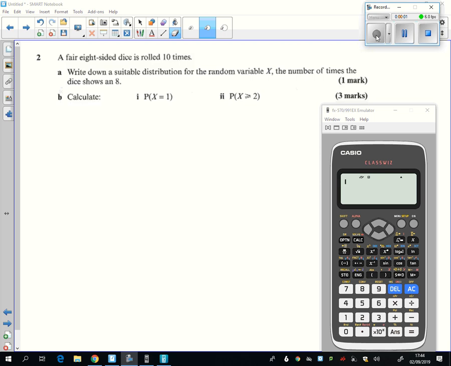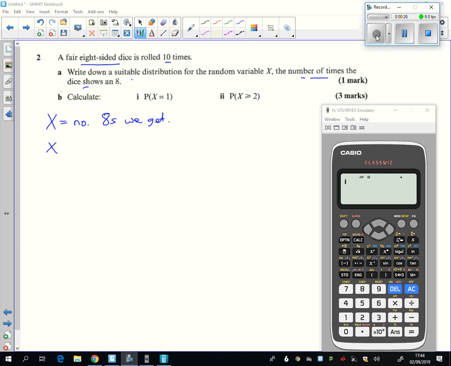Question 2 from statistics is asking us to look at an 8-sided dice, and we're going to roll it 10 times. And it starts by saying, well, what's the distribution of this going to be? We want to know the number of times that it shows an 8. Well, I'm going to start by writing x is equal to the number of 8s that we get.